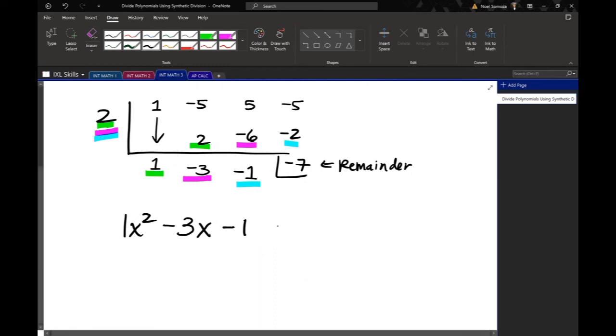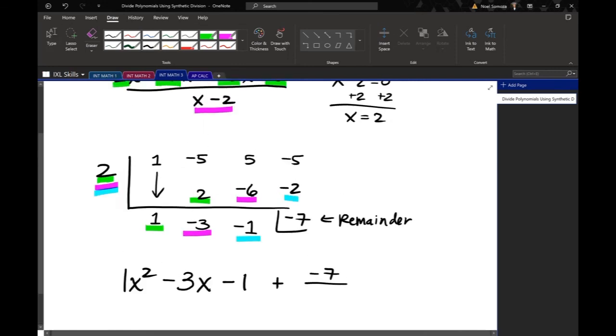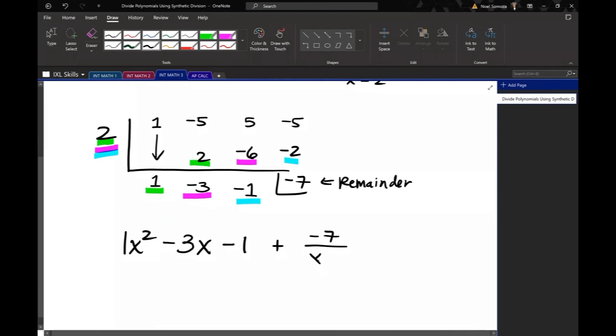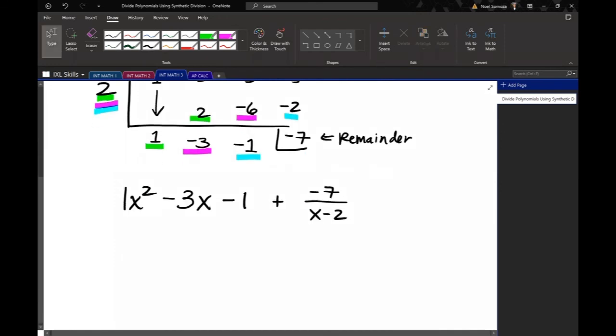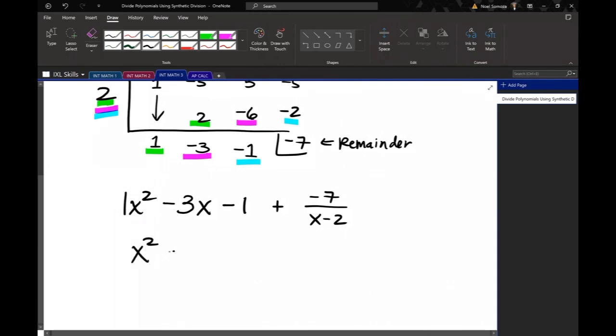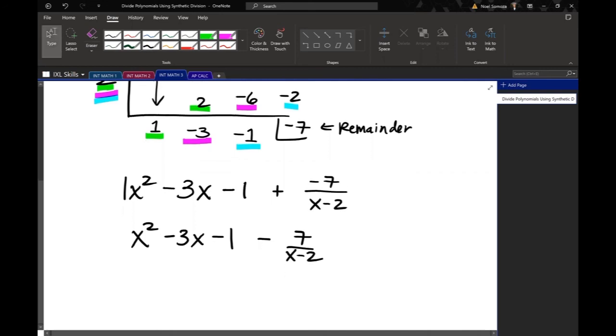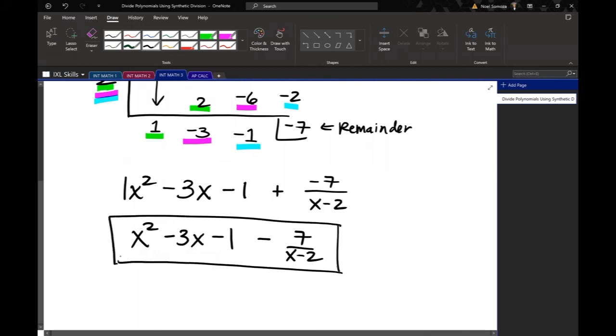So we will then have to add -7 all over the original divisor, which is x minus 2. Okay. Or we could also write it as x squared minus 3x minus 1 minus 7 over x minus 2. All right. So this is probably a little bit cleaner. We can go ahead and box this one up, and this would be our quotient plus our remainder.